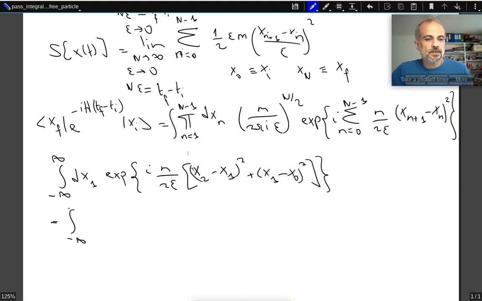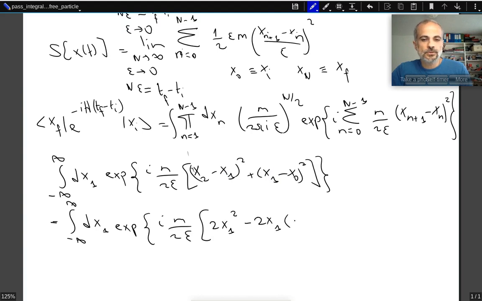Let me just simplify the exponent a bit. Exponent of i m over 2 epsilon. Well, here there is 2 x1 squared, one coming from this term, the other one coming from this term. And then we have minus twice x1, the linear term is x0 plus x2. And then we have x2 squared plus x0 squared. So these are the cross terms from each one of these squares, and x2 squared is from this term, x0 squared is from this term.